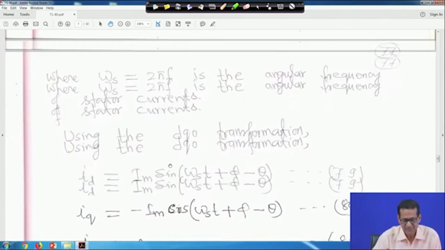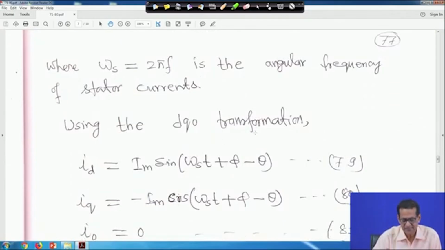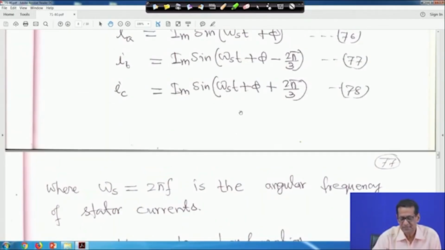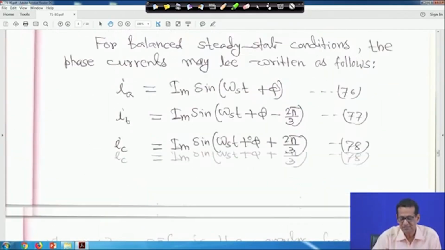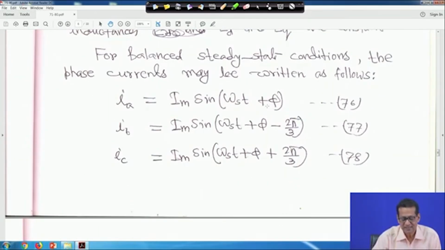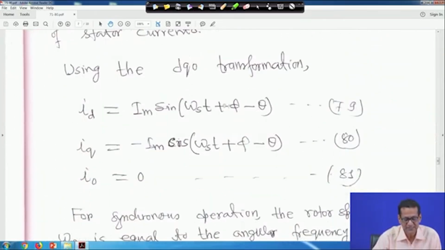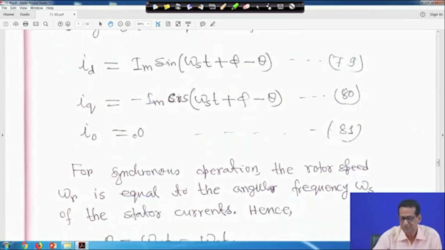right? Using the dq0 transformation, this equation, id can be written as Im sin(omega s t plus phi minus theta), because here also we have omega s t plus phi, right? Now, when you go for dq transformation, id will be Im sin(omega s t plus phi minus theta). Similarly, iq will be minus Im cos(omega s t plus phi minus theta). This is equation 80, and i0 will be 0, that is equation 81.